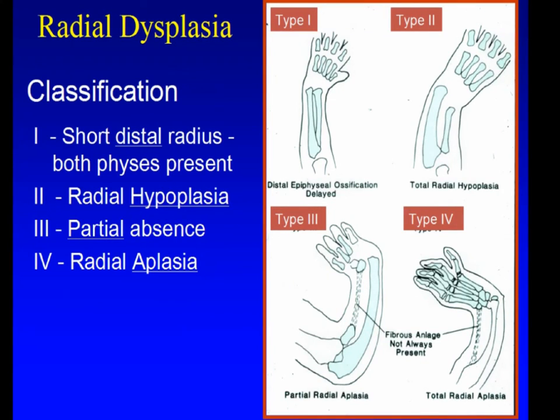So obviously these all have classification systems. They're not going to ask you names, so I'm not going to confuse you with all of them. But basically they vary in severity from just slight shortening of the radius to complete absence, from type 1 to type 4. And this classification system was actually modified afterwards as well to include a type 0, which means that most of the abnormalities are found in the carpus and the hand, and the radius is actually relatively normal length.